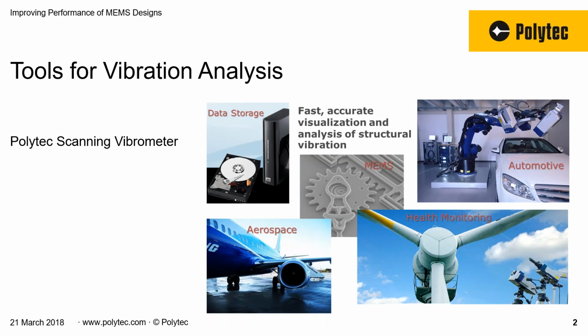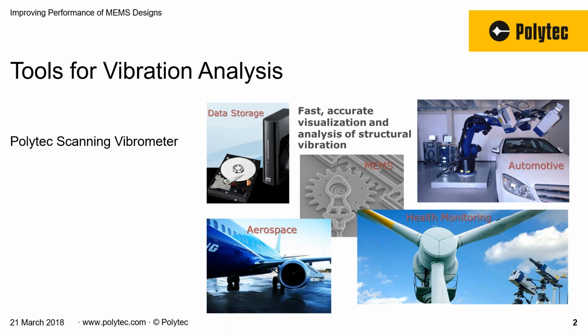A little bit of background on our company. We make an instrument called the laser Doppler vibrometer for fast, accurate visualization and analysis of structural vibration. This instrument is used in quite a number of fields. For large structures, like the full body of cars and airplanes, where it would be difficult to use contact sensors, we can use a laser and scan over the full surface.